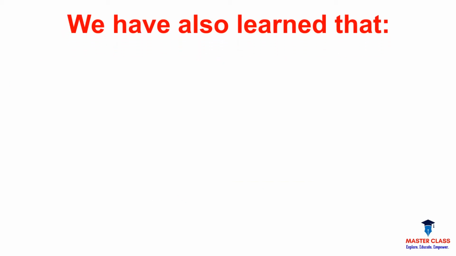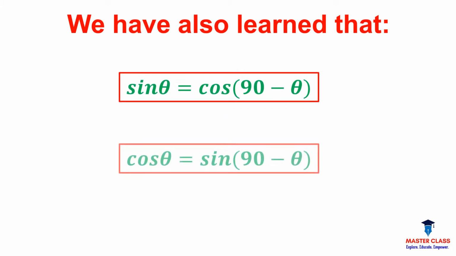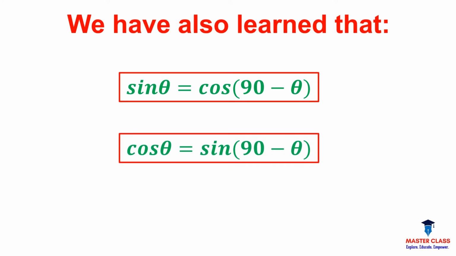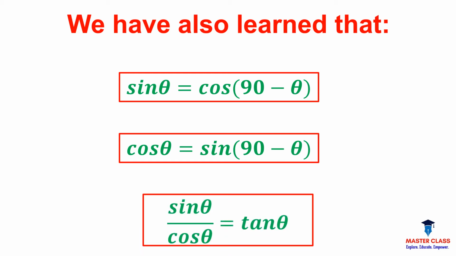We have also learned that sin theta is equal to cos of 90 minus theta and cos of theta is equal to sin of 90 minus theta. Also, sin theta divided by cos theta is equal to tan theta.